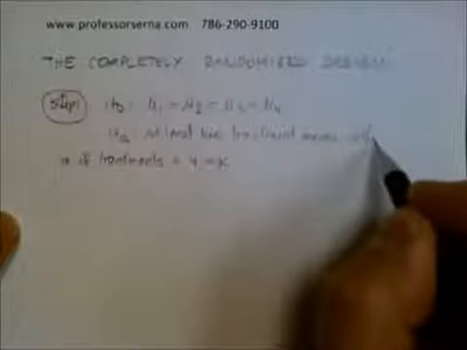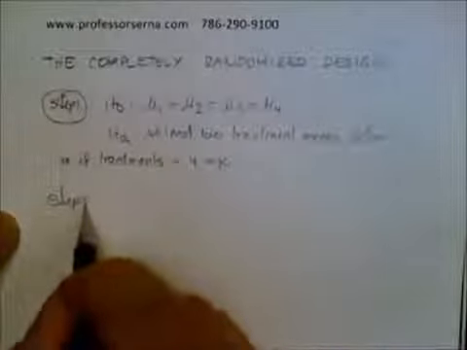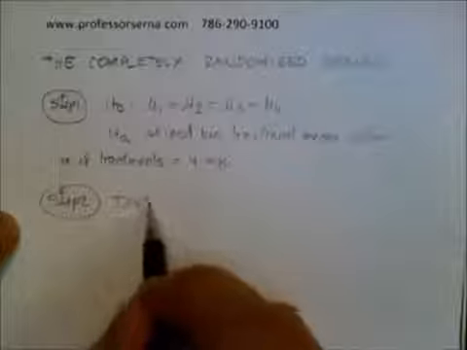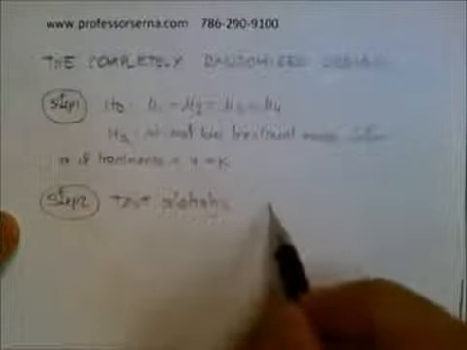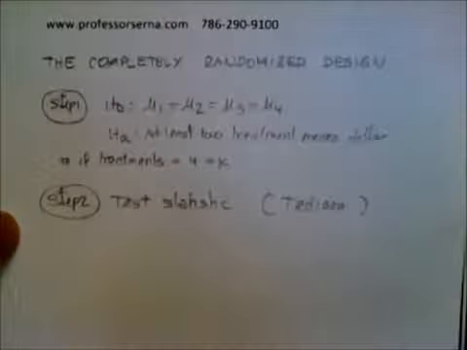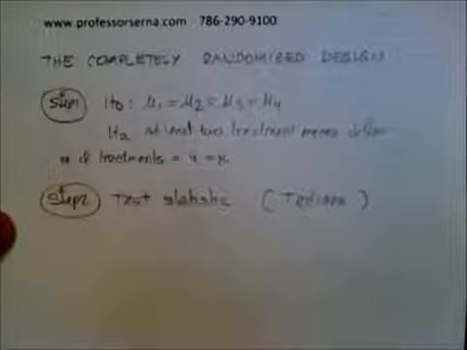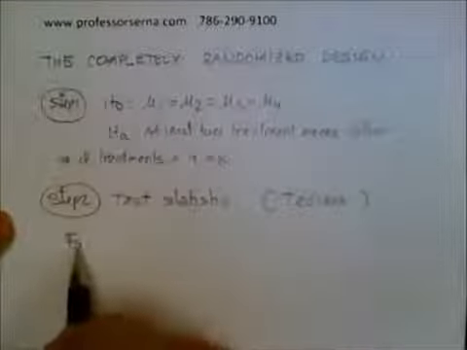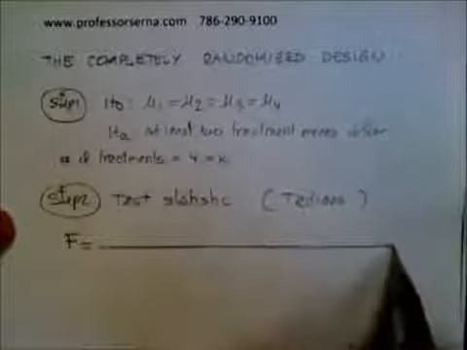Okay, so in step number 2, we are going to do the same thing as we did before, which is calculate the test statistic. And this is the tedious part of ANOVA, which is calculating the test statistic, because it will involve a whole bunch of summations. So the test statistic, we will call it F, and it is basically a fraction.